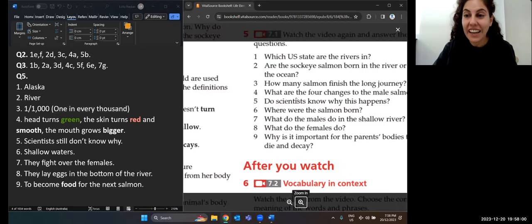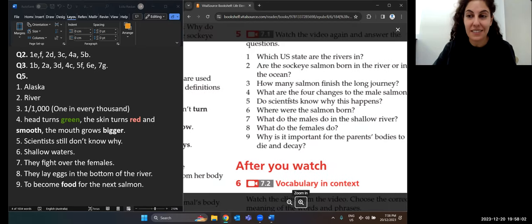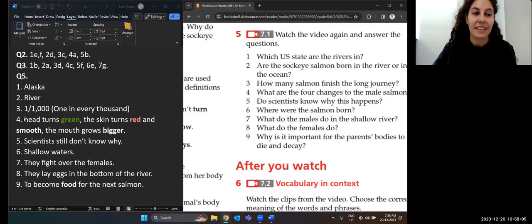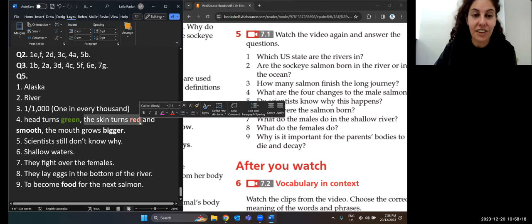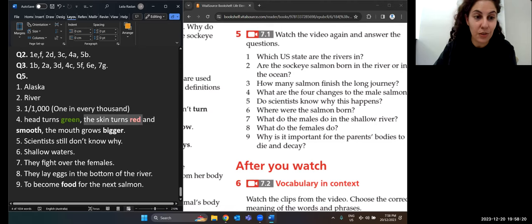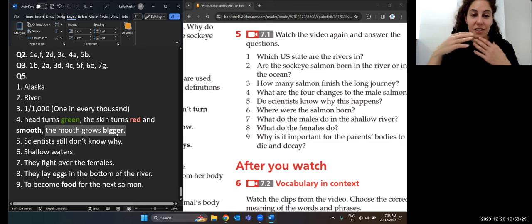What are the four changes to the male salmon? The head, what happens to the head? Turns green. Yep, that means it changes color. So it goes to a green color. The skin turns red and smooth. And the mouth grows longer, bigger. Yeah, the mouth grows longer, bigger.